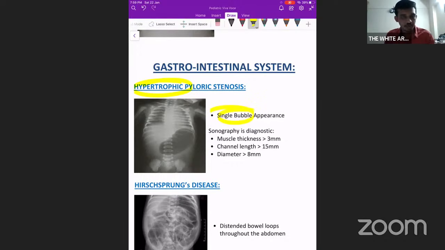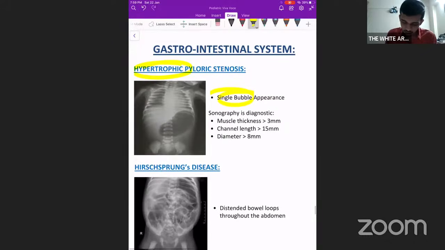Okay. And the next question which they tend to ask is, since ultrasonography is the diagnostic investigation of choice, what are the ultrasonographic findings? So here, muscle thickness of more than 3 mm, or pyloric length more than 15 mm, or diameter more than 8 mm. These are the findings. Okay.